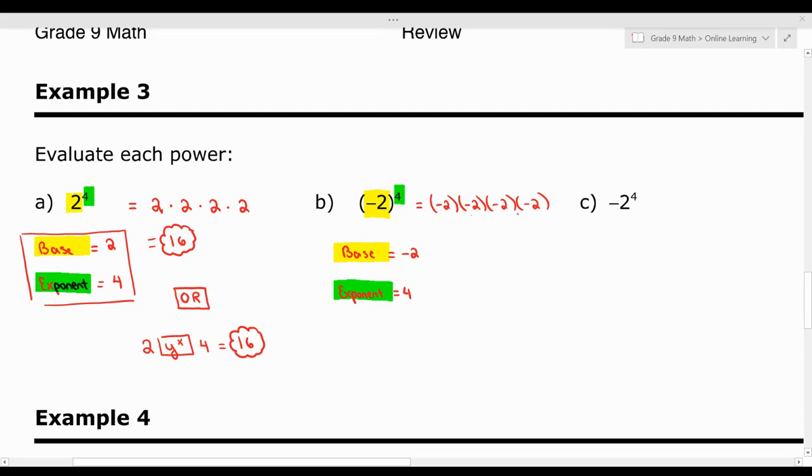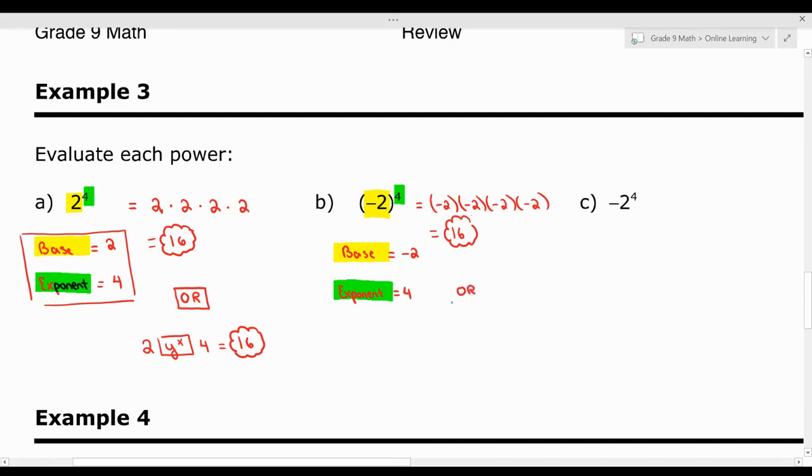So notice the difference from A to B. In A, all the 2's were positive because my base was positive. But now in B, all the 2's are negative because the base is actually negative. It's inside the brackets. And if I did this without a calculator, you could go negative 2 times negative 2 would give you positive 4. Times that by negative 2, you would get negative 8. And if you times negative 8 by negative 2, you actually will end up with a positive 16.